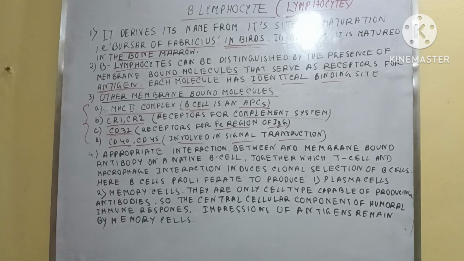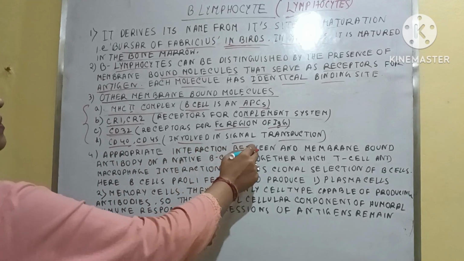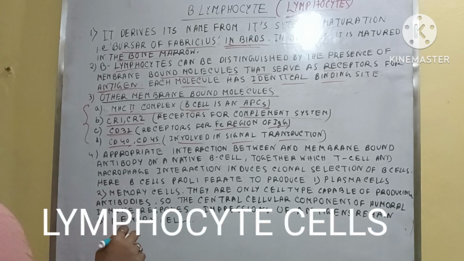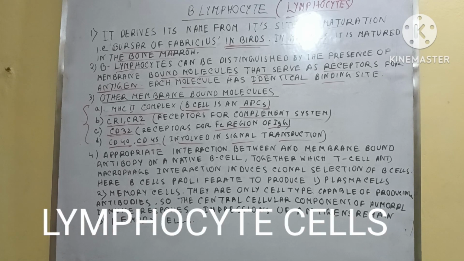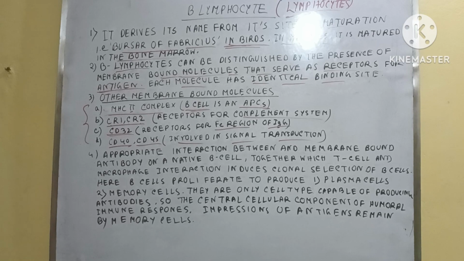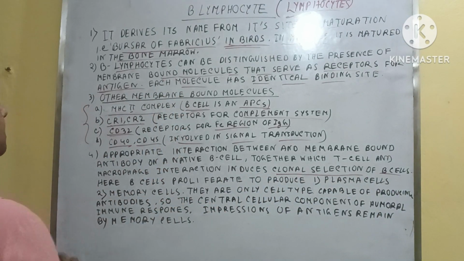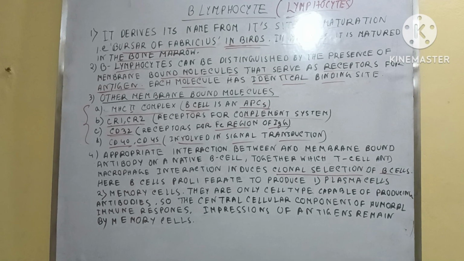Next part says that appropriate interaction between the membrane bound antibody on a naive B cell together with T cell and macrophage interaction induces the clonal selection of B cells.